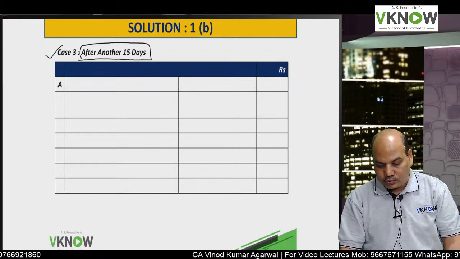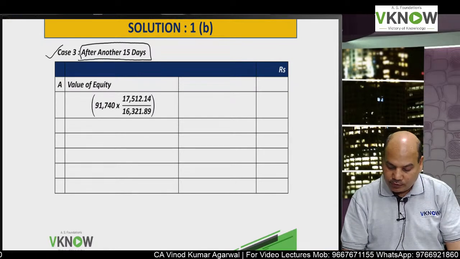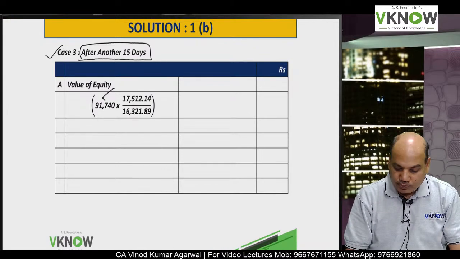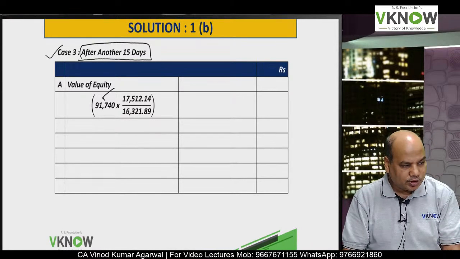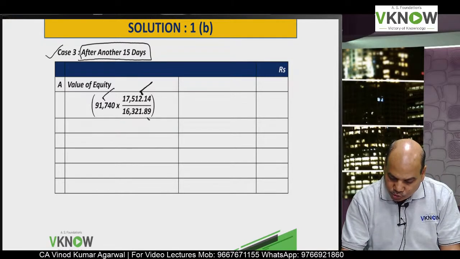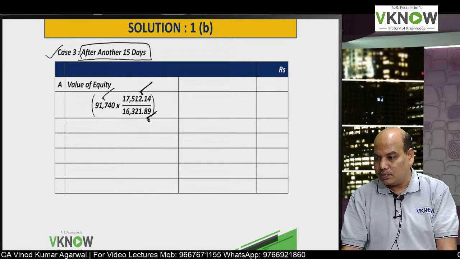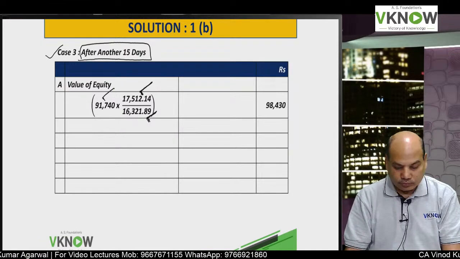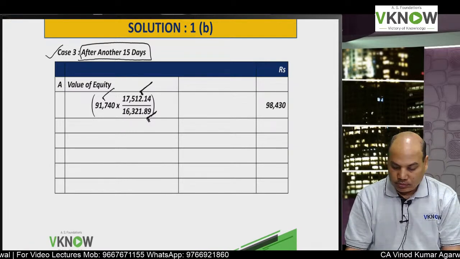Question should be in front of you. So I will write value of equity. 91740 was the value of investment in equity in the previous calculation. This is the Nifty now, and this was the Nifty 15 days ago. So my value of equity will increase proportionately. Meera is right. Now the value of equity will be 98430.